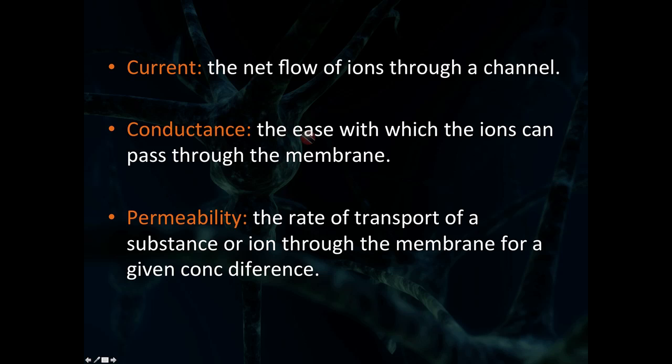Conductance is the ease with which the ions can pass through the membrane, and permeability is the rate of transport of a substance or ion through the membrane for a given concentration difference. So what I want from you all is that you learn these three definitions. These are definitions that you need to know. So please, before you go ahead, learn these definitions. And it's quite simple. Look at them, they're quite easy to know.